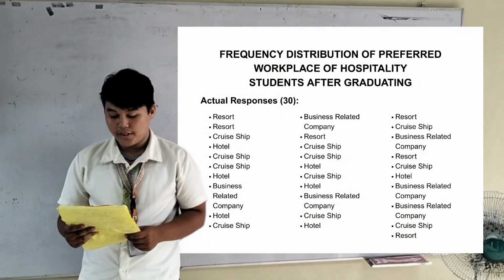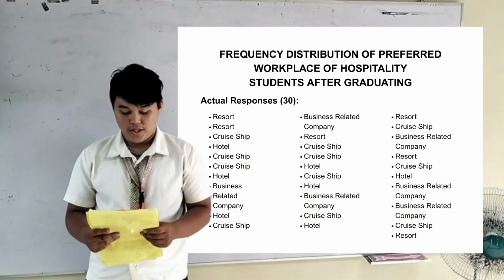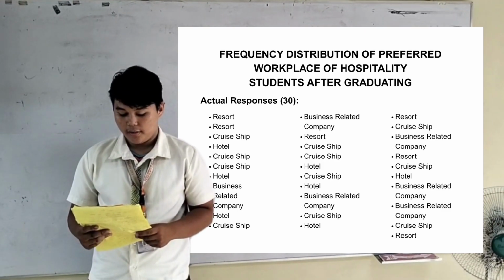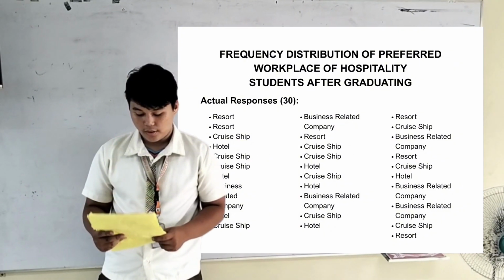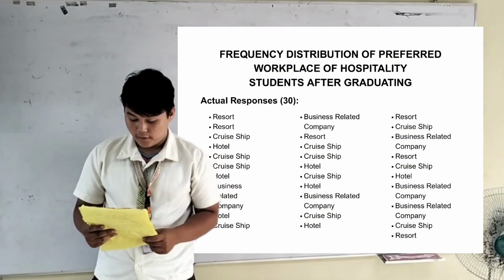11 is business related company. 12 resort. 13 cruise ship. 14 cruise ship. 15 hotel. 16 cruise ship. 17 hotel. 18 business company. 19 is cruise ship, and 20 hotel.